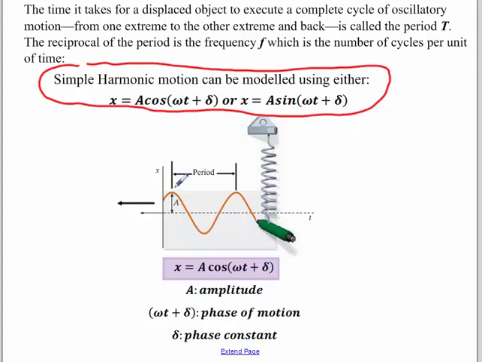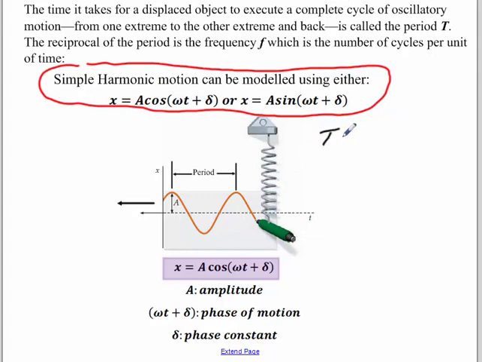The period is the time it takes an object to be, say, pulled back, released, and go all the way up and all the way back. That is what a period is. It is not the time to go from here up to the other extreme. It has to make one complete oscillation. So we define that as the period.